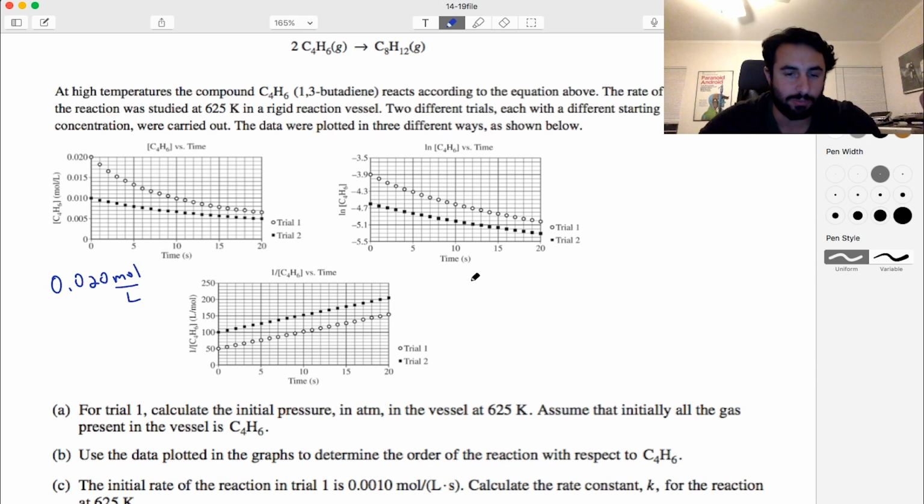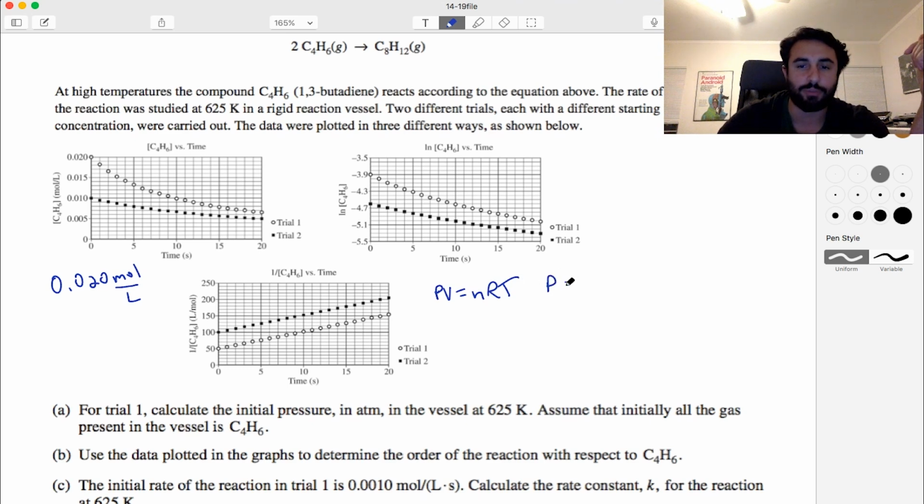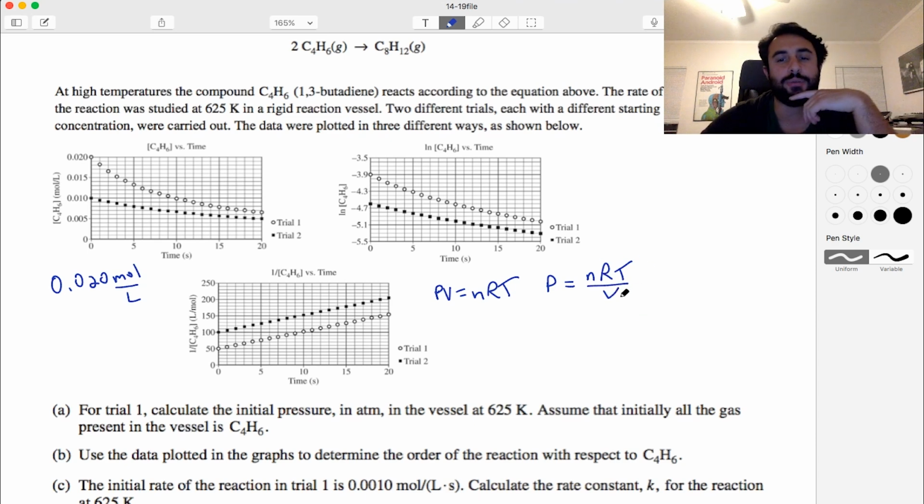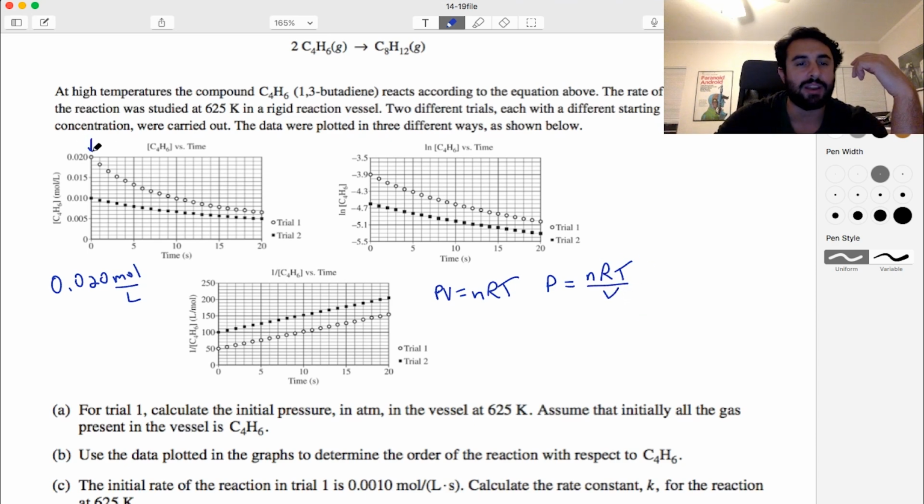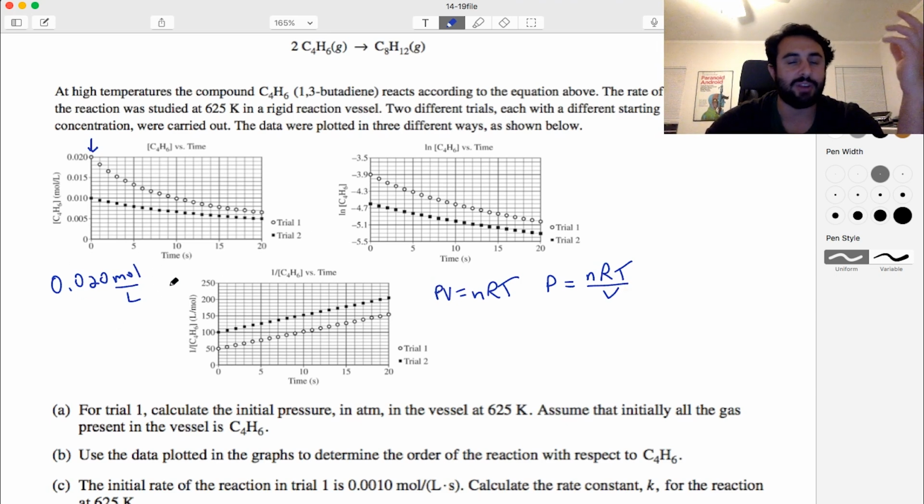Okay, so moles per liter is telling us something about moles and volume, and we have a temperature, and we want to know something about pressure. We're looking at gases, so if we want to relate volume, temperature, pressure, and moles of a gas, we've got to do the ideal gas law. So PV equals nRT, and we want to know something about pressure, so let's solve for P by dividing both sides by V. If we can get nRT over V for this initial point for trial one, we'll be able to get the pressure. We don't have moles and we don't have liters, but we have moles per liter. That's just as well, because it's a proportionality thing.